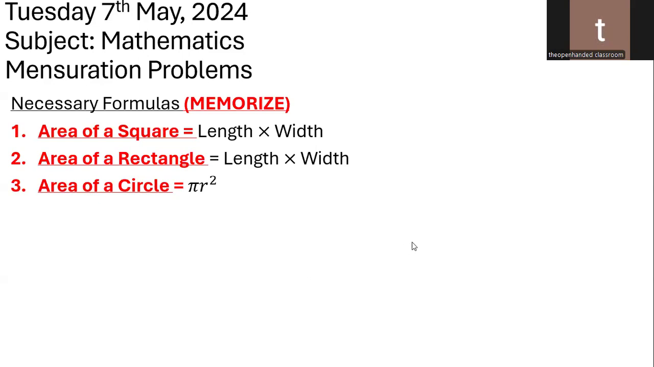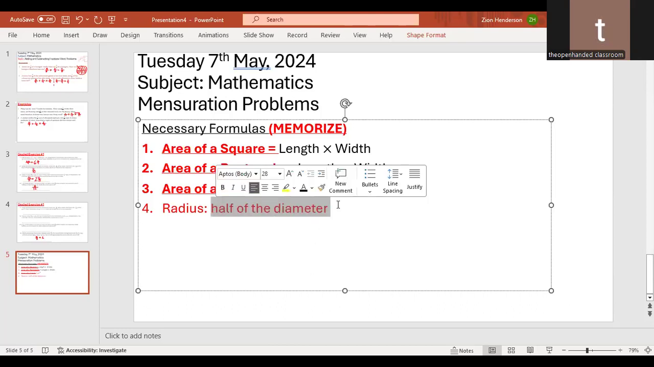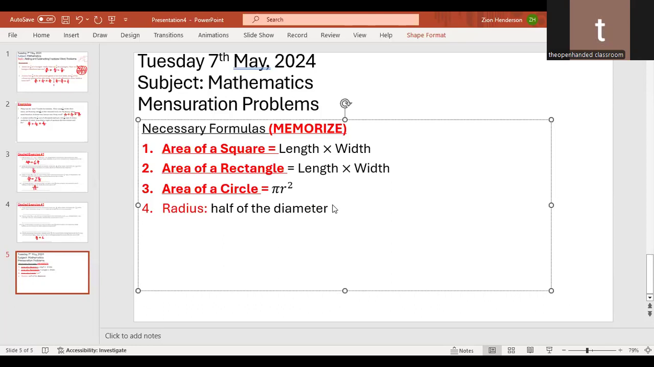Next, we also learned yesterday that the radius is half of the diameter. That's another thing. And we also learned yesterday that the perimeter is what? What's the perimeter?